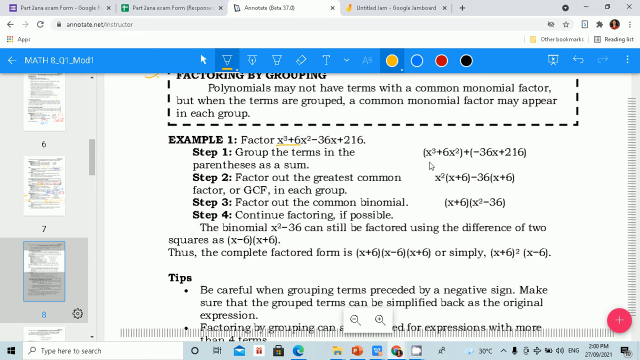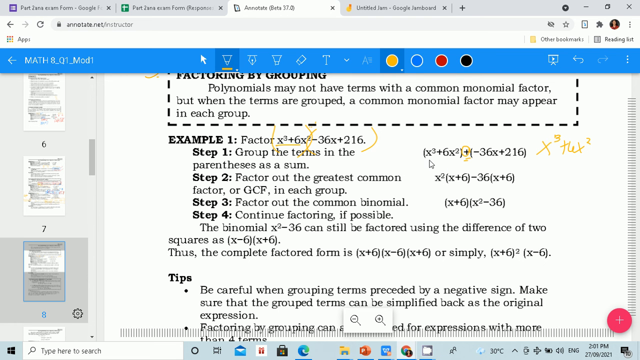So we have, we group them: x cubed plus 6x squared plus, because we're going to group it in a sum. What is this, class? Okay, we just put the plus in the middle. So that's it. Now, first let's factor out the greatest common factor in each group.